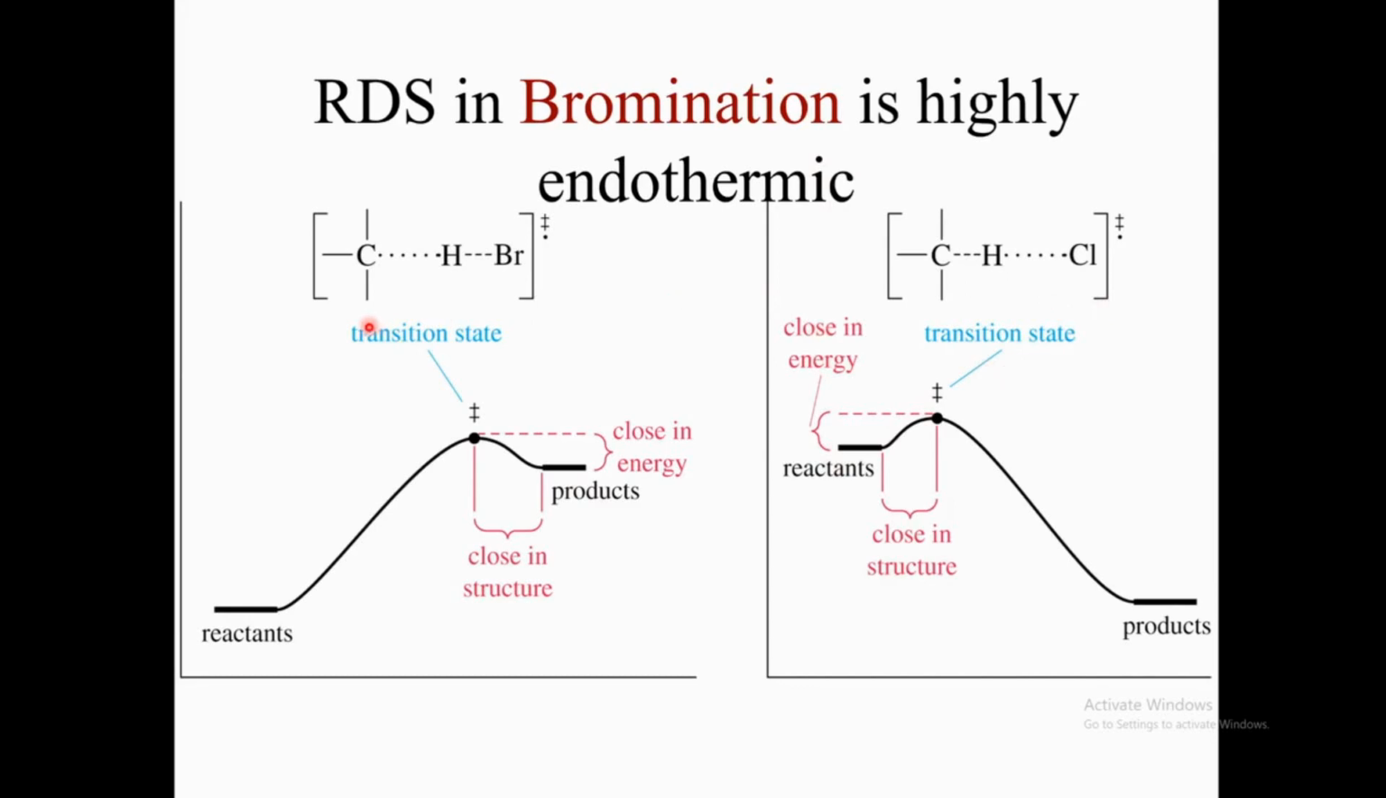This is a chlorination energy profile and this is a bromination energy profile. As you can see, there is a difference between the energy profiles for chlorination and bromination. For bromination, reactants are lower in energy; for chlorination, reactants are higher in energy. Second, in bromination products are higher in energy, whereas in chlorination products are lower in energy. In bromination the transition state is close in structure and energy to the products, but in chlorination the transition state is similar to the reactants, closer in energy to the reactants and far from the products. That is a big difference between chlorination and bromination of alkanes in free radical reactions.